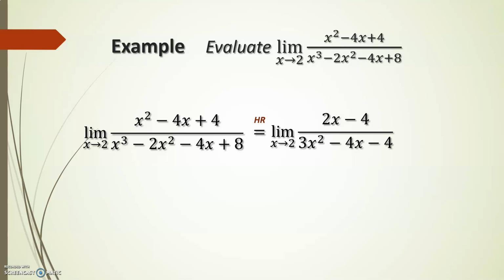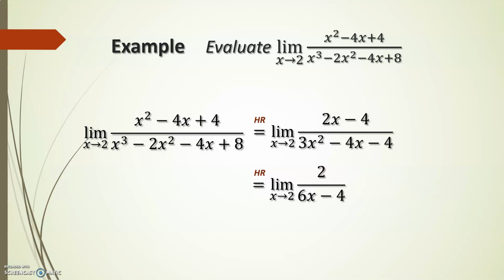The derivative of the numerator is 2x minus 4. The derivative of the third degree polynomial at the denominator is 3x squared minus 4x minus 4. Curiously this time, you'll notice that trying to do direct substitution would give you a new 0 over 0 form. Well, that's fine, and L'Hospital's Rule can be applied a second time when necessary.